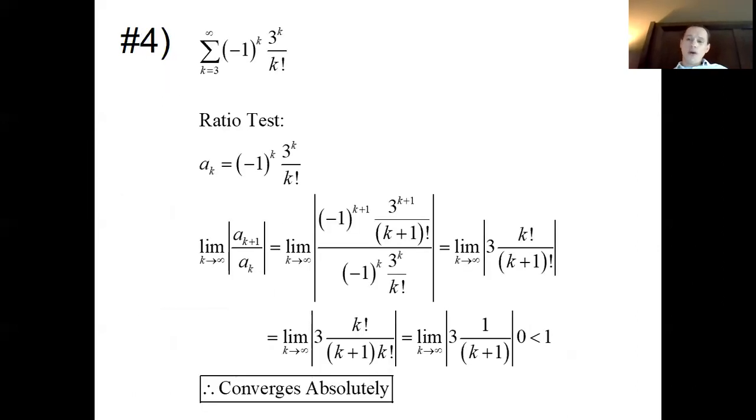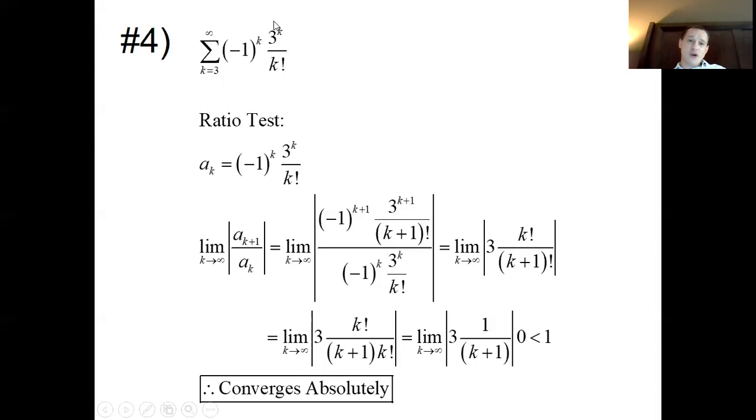Okay, here's number 4. I see exponentials, so you might want to go to the ratio or the root test. But I also see factorials, so you might want to go to the ratio test. Factorials are the weirdest thing for us to deal with. So if you see a factorial, that trumps everything. If you see factorials, you should try to use the ratio test. So here we go with the ratio test.